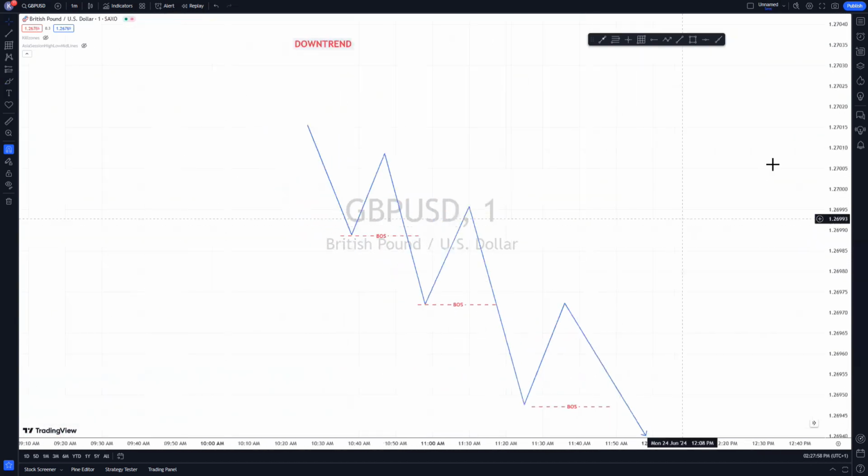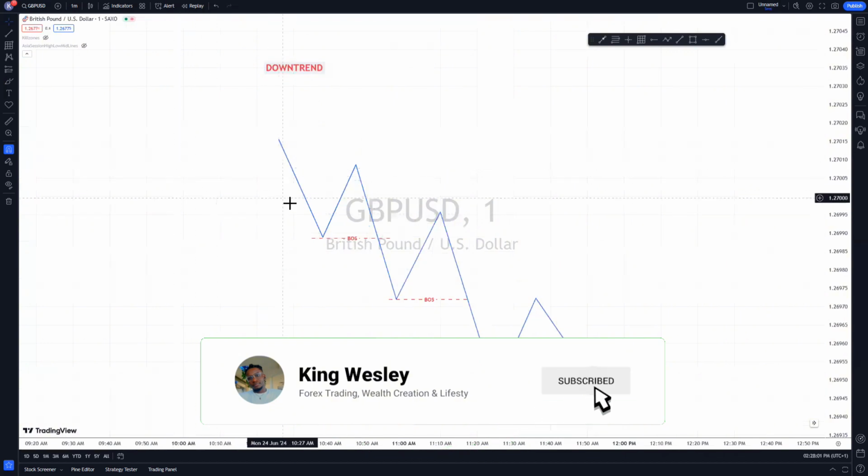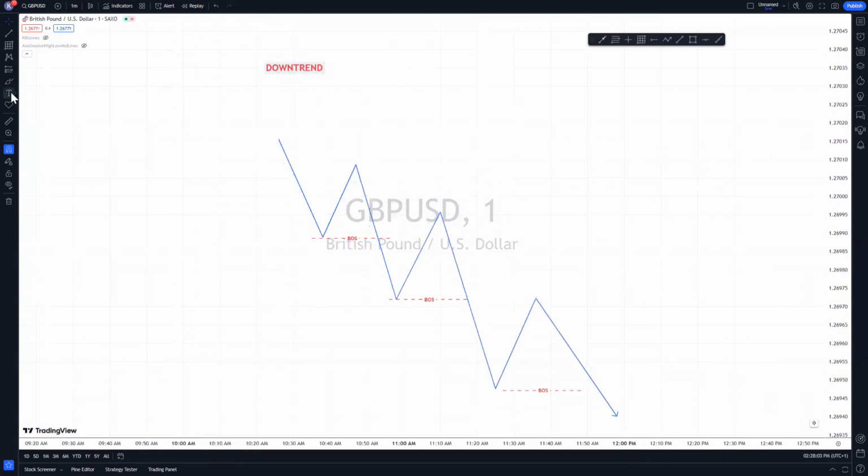When we get to a downtrend, it is simply the opposite of the uptrend. A downtrend is made up of lower lows and lower highs. Now, what is a lower high? A lower high is the highest point before the move that broke structure.